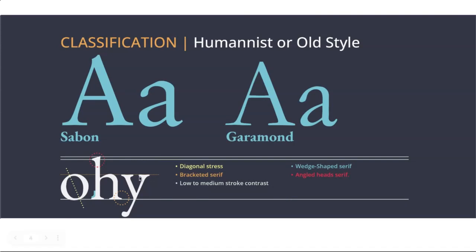Wedge-shaped serifs and angled head serif, right? You can see here we have more of a curved serif here and more of an angled one here. So again, this is the humanist or old style typeface. And really, it seems to carry on that style of someone using calligraphy, right? Calligraphy is very much the catalyst for this humanist or old style typeface.